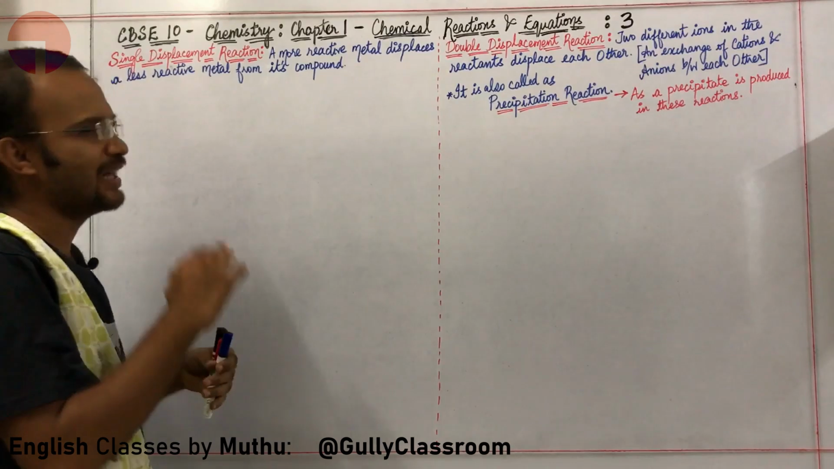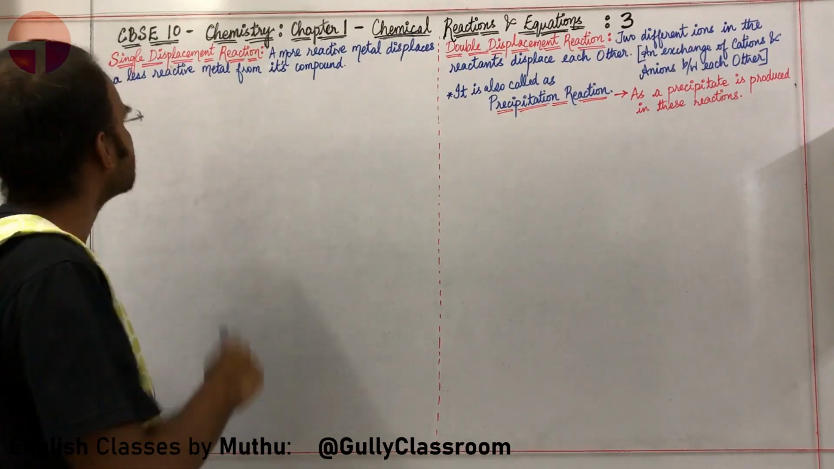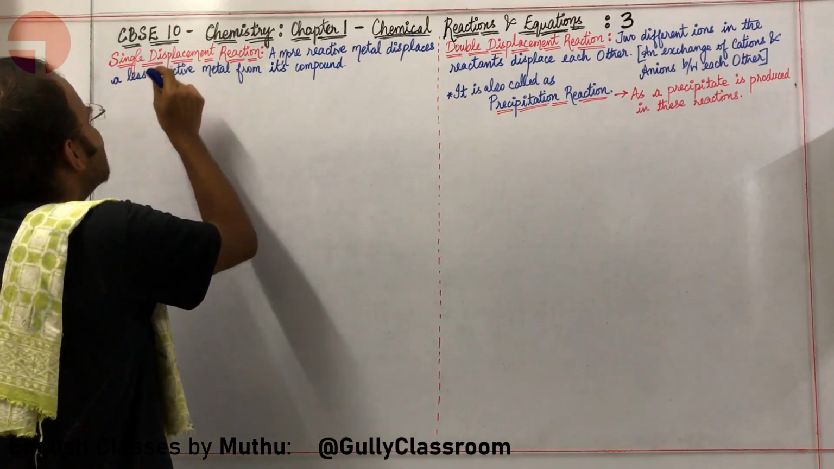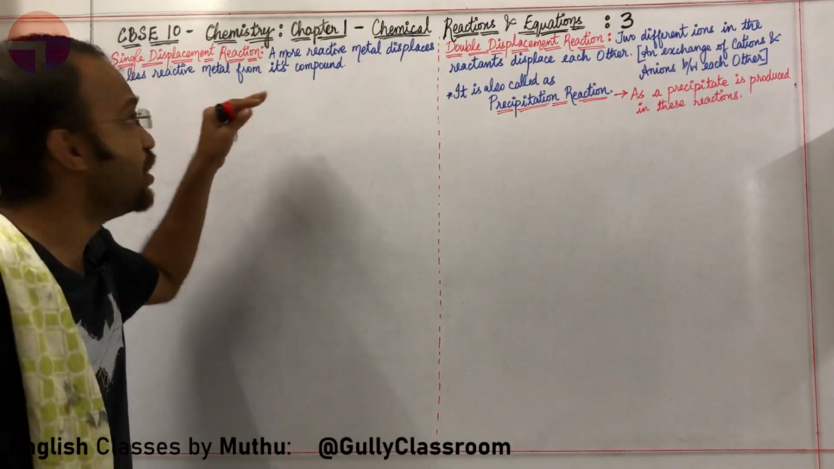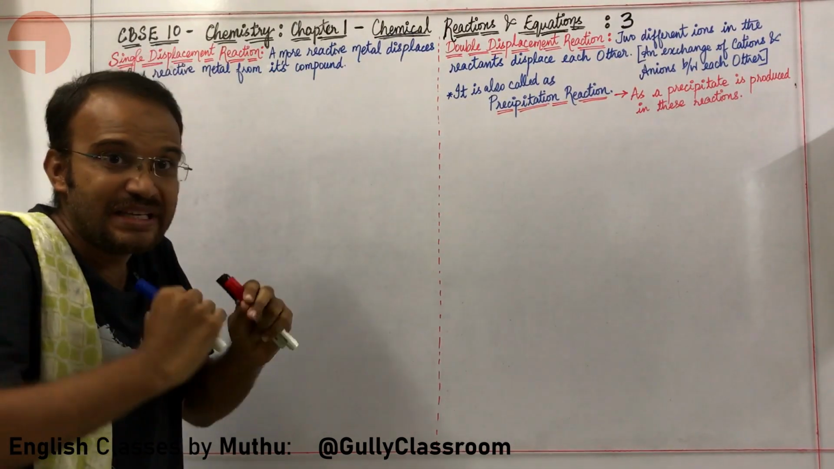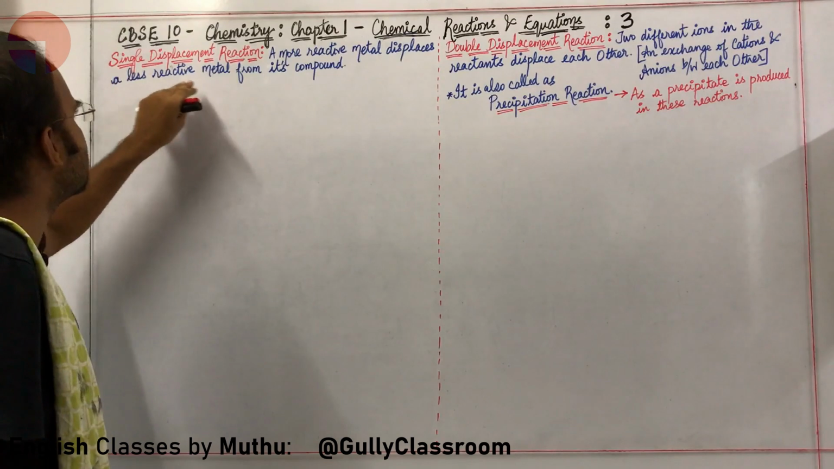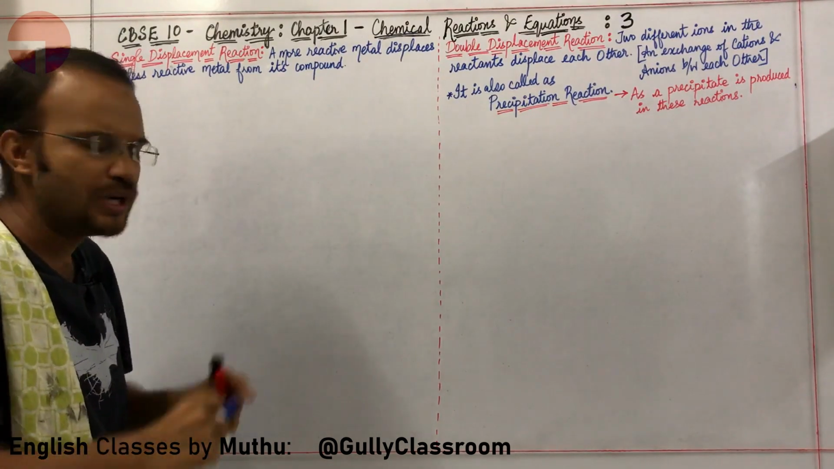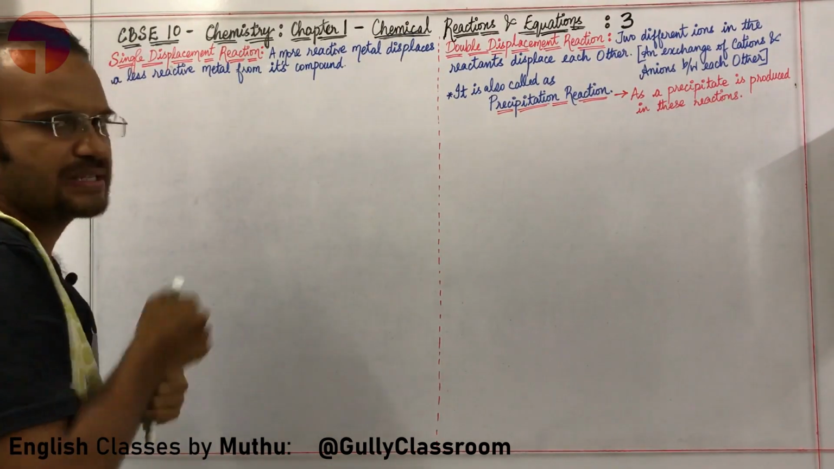Okay, Kanna. Let us start the lecture. What is a single displacement reaction? A more reactive metal is displacing a less reactive metal from its compound. Sir, how am I supposed to understand this?